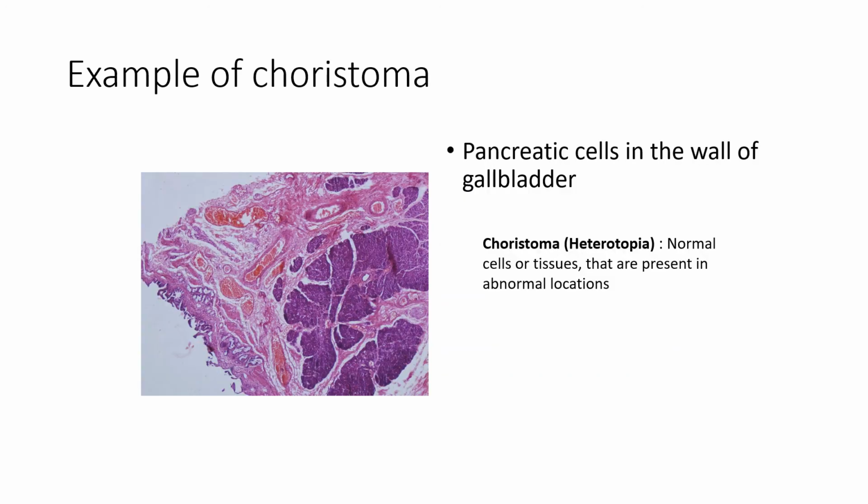Now we look at the example of choristoma or heterotopia. In this case, we have the pancreatic cells in the wall of the gallbladder. Normal pancreatic cells are only seen in the pancreas. However, in this case, it is present in the gallbladder, which is an abnormal location.